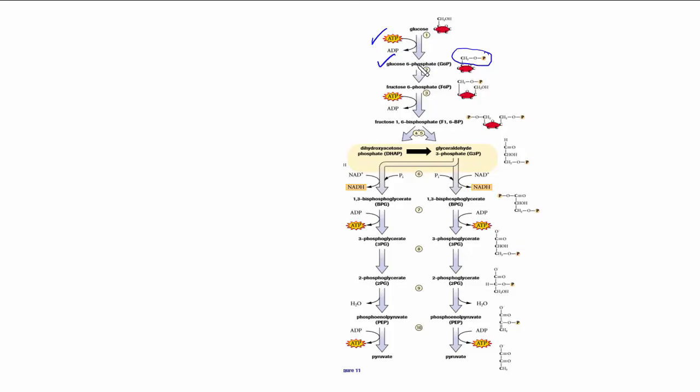Glucose 6-phosphate is going to be converted into fructose 6-phosphate. That's an isomerization reaction. And then fructose 6-phosphate is also phosphorylated by ATP to produce fructose 1,6-bisphosphate. So now we have two phosphate groups. There's one here and there's one here. Okay, so this is carbon 1, this is carbon 6, so fructose 1,6-bisphosphate.